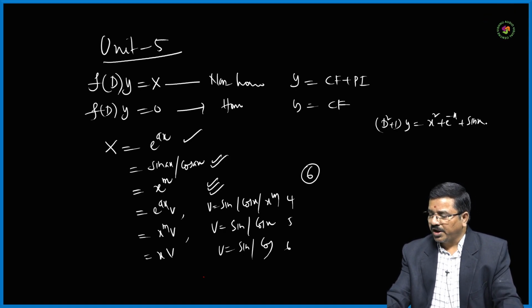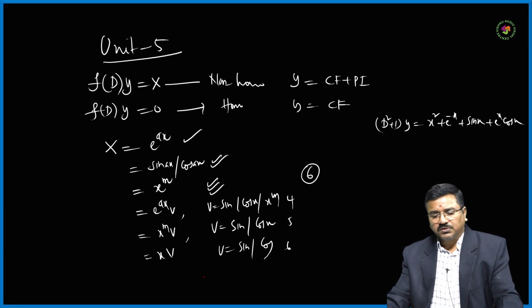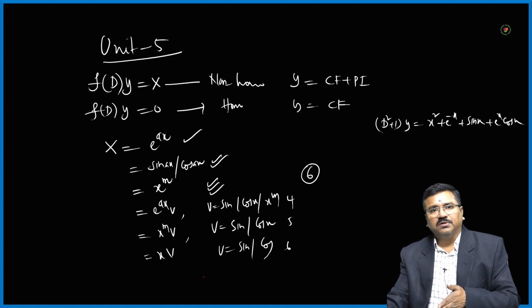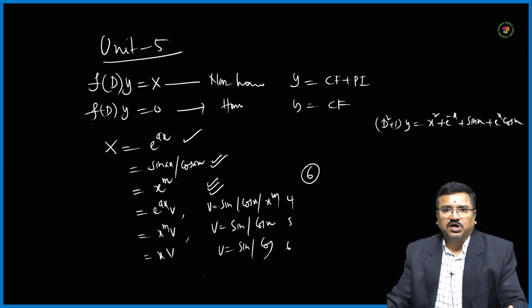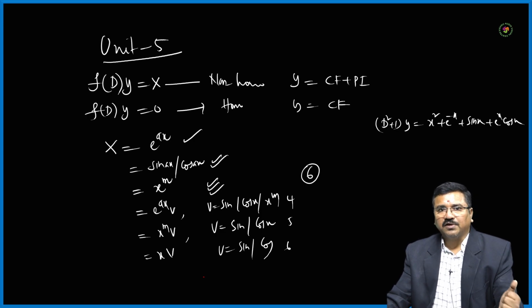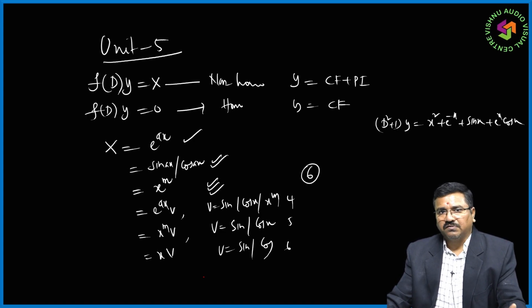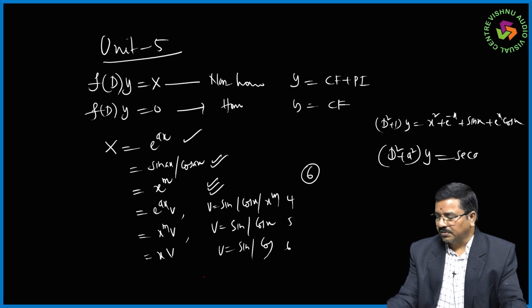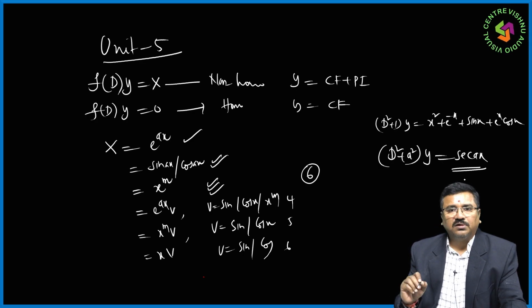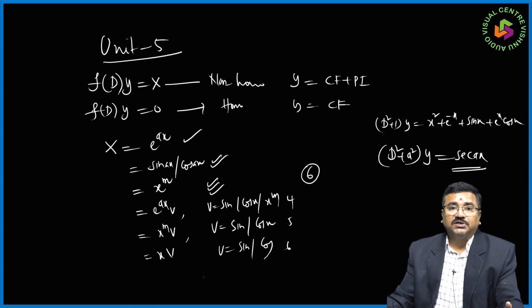Suppose e power x into v is given, like e power x cos x. Whenever these types of functions are given, we can get the particular integral by the shortcut method. Sir, what do we do if the shortcut method does not cover it? For example, suppose you have a problem like (D square plus a square) y equal to secant ax or tan ax. But this is not there in the list of shortcuts. In such cases, how do we compute the particular integral?